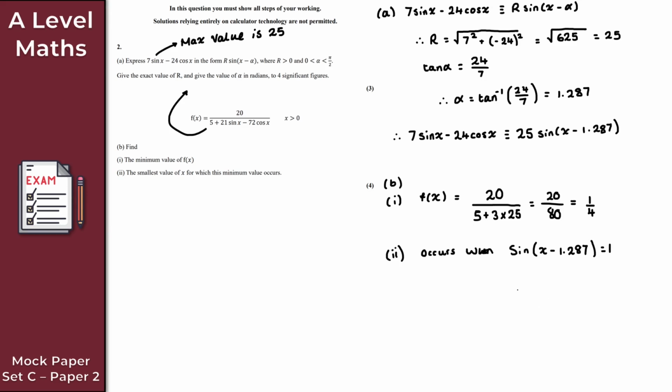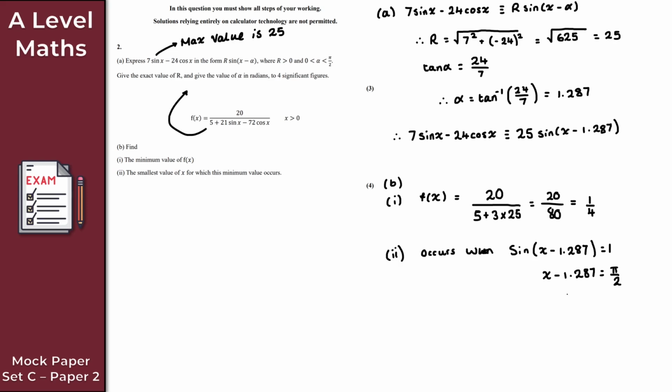Okay, so if we want the smallest value of x here for which this minimum value occurs, all we need to do here then is just solve for x, right? So start by taking sine inverse of both sides. Should hopefully be quite a straightforward trig equation here. So again, just take sine inverse of both sides. In that case, then what I get here is x minus 1.287 is equal to sine inverse of 1. Now don't forget then we are working in radians here, so sine inverse of 1 is pi over 2.